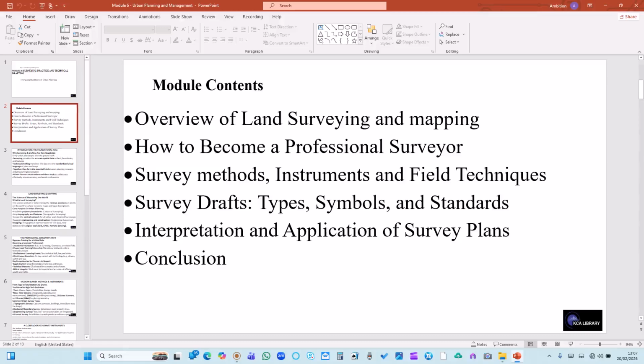The module content here includes an overview of land surveying and mapping, and how to become a professional surveyor. We will also look at survey methods, instruments, and field techniques. We'll look at survey drafts, that is their types, symbols, and standards. We'll finally look at the interpretation and application of survey plans before we draw our conclusion.